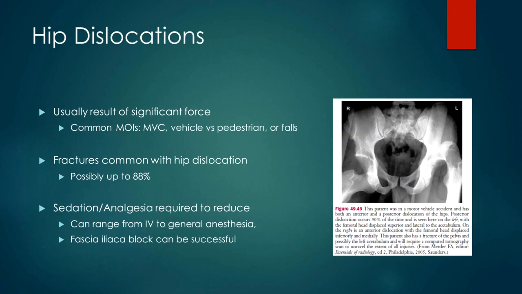Hip dislocations usually result from some type of significant force, usually a bad fall, MVC or a vehicle versus pedestrian. Fractures are common with hip dislocations, almost up to 90% of them. Common complications of hip dislocations include sciatic nerve injury and avascular necrosis of the femoral head. Sciatic nerve injuries are seen with approximately 14% of posterior hip dislocations. Sedation, usually required to reduce, can range from IV to general anesthesia. Sometimes a fascia iliaca block can be successful.